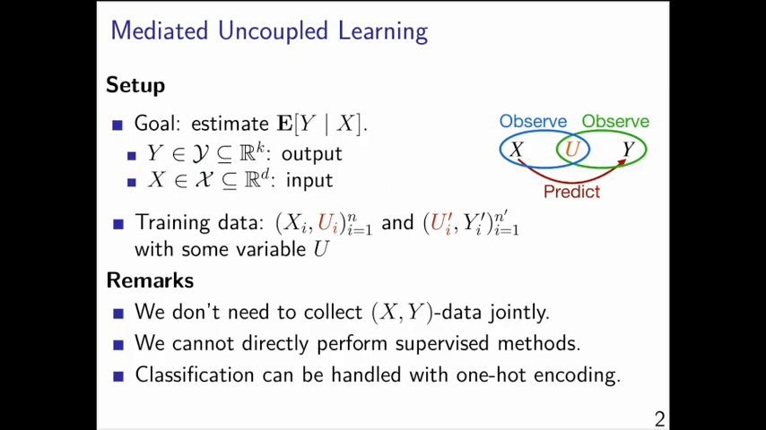In Mediated Uncoupled Learning, or MU learning, the goal is to estimate the conditional expectation of y given x here. Y is the output variable and x is the input variable. However, we are not given xy pairs but only xu pairs and uy pairs for training with another mediating variable u. In this framework, we don't need to collect xy data jointly. Because of that, we cannot directly perform supervised learning methods. Note that classification can be handled by one-hot encoding the class label y.